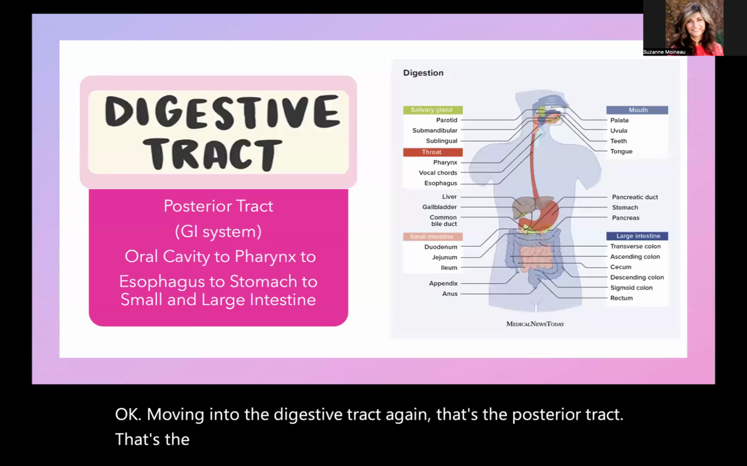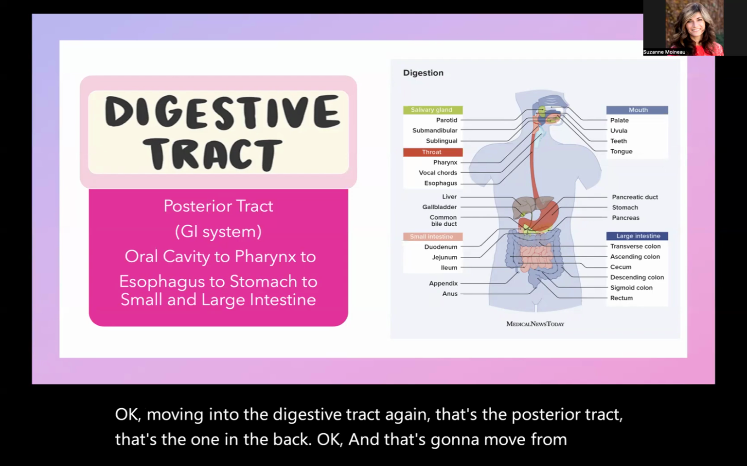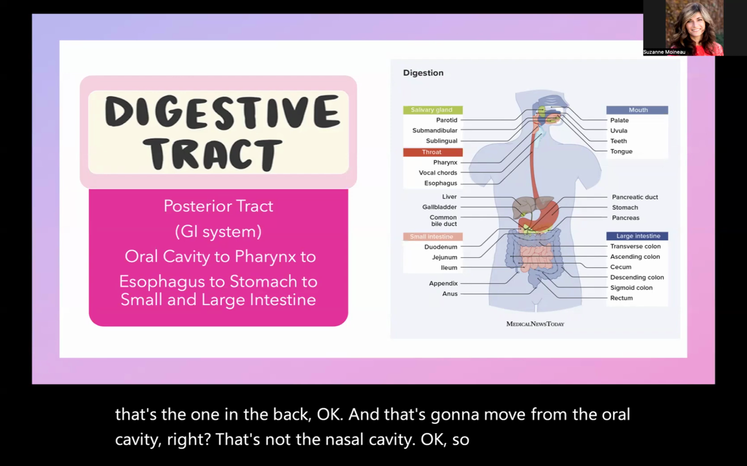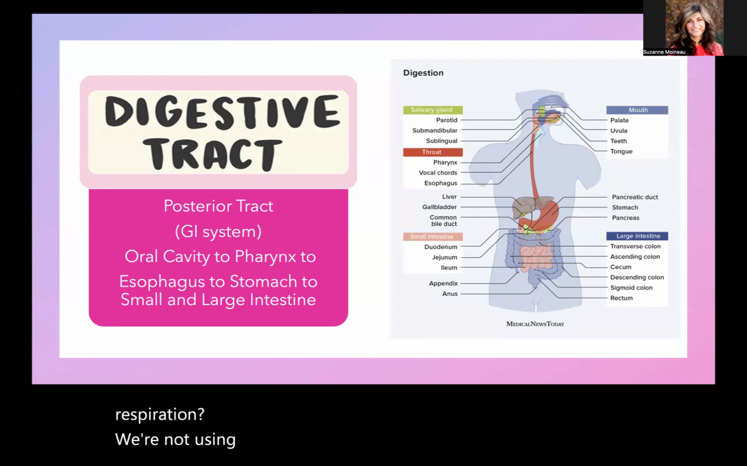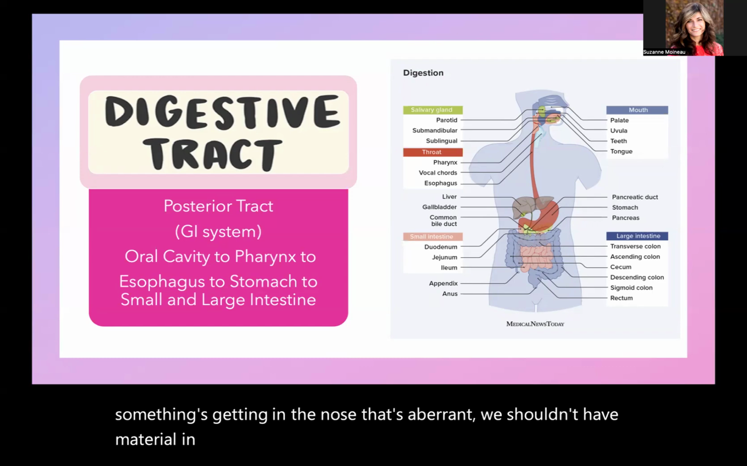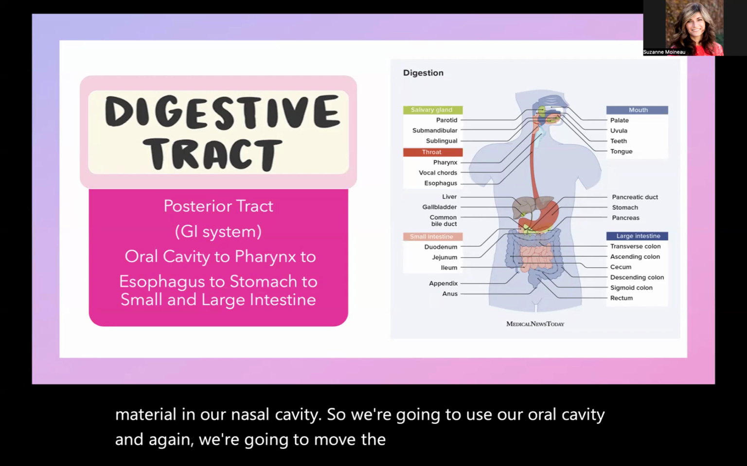That's the one in the back. Okay, and that's going to move from the oral cavity, right? That's not the nasal cavity. Unlike respiration, we're not using our nasal cavity for digestive purposes. If something's getting in the nose, that's aberrant. We shouldn't have material in our nasal cavity. So we're going to use our oral cavity, and again, we're going to move the food to our pharynx. Okay, our pharynx is going to bifurcate.